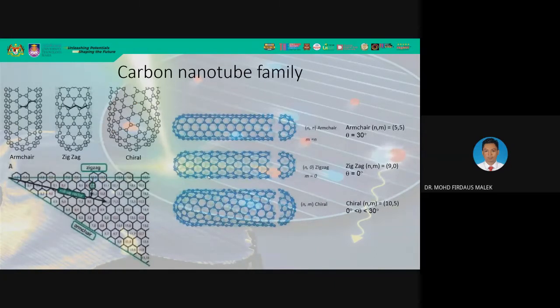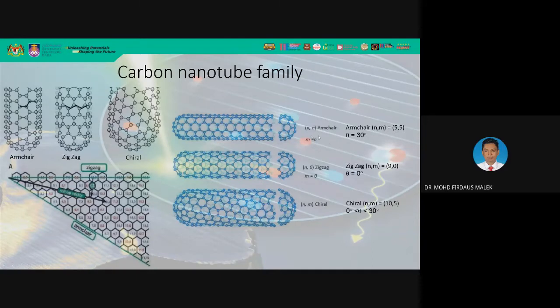Okay, so here is the carbon nanotube family. Okay, before that, do you have any question to ask? No, sir. Okay, so can we proceed? Yes. Okay, so we have three types of carbon nanotube family.